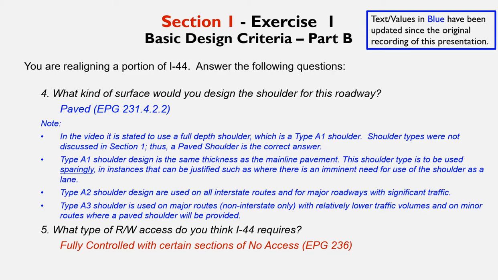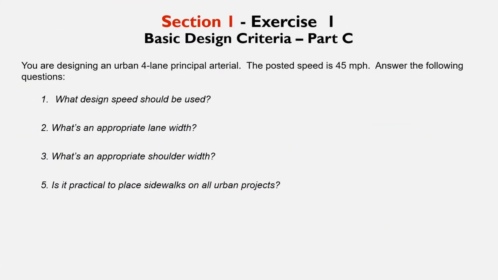You are designing an urban 4-lane principal arterial. The posted speed is 45. What is the design speed? What is an appropriate lane width? 10 and 12. What's an appropriate shoulder width? Four to 10. Or 12 and 4.